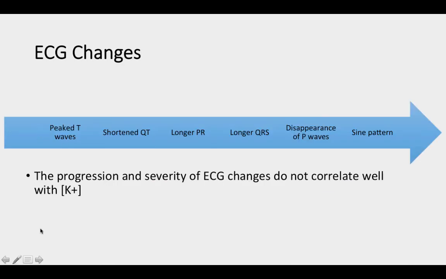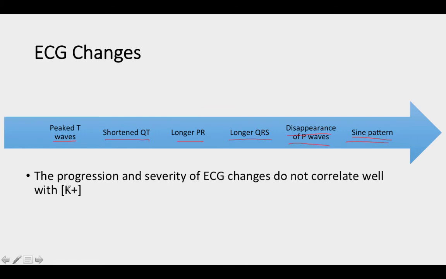So what are the ECG changes that we need to look out for? Generally, we're taught that there's an evolution that starts with peaked T waves, shortening of the QT interval, lengthening of the PR interval, lengthening of the QRS complex, eventually disappearance of the P waves, and eventually after that, the dreaded sine wave pattern.